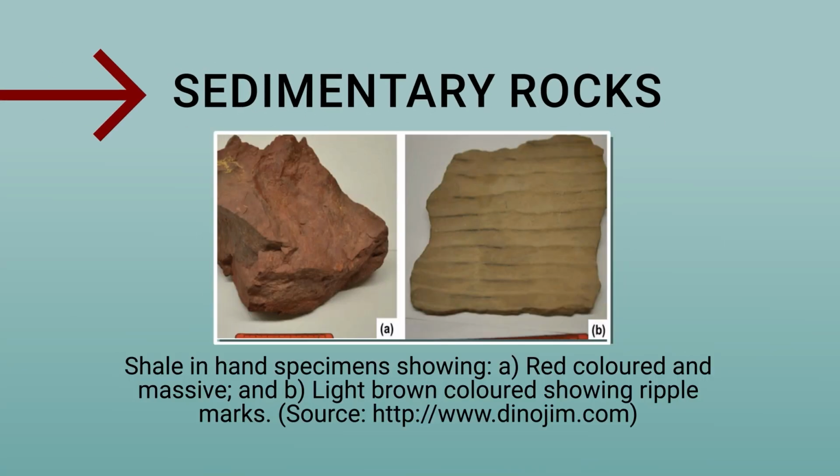Now these are another two examples of sedimentary rock which are fine grained. For example, red colored massive shales, they are fine grained. Then you have a different shale which is light brown colored showing ripple marks. These are fine grained. These ripple marks can be caused either due to water action or wind action, and normally they give an idea of the environment in which they are formed.